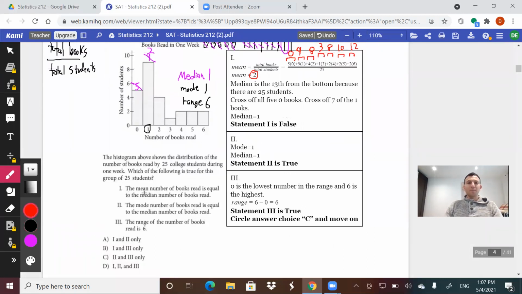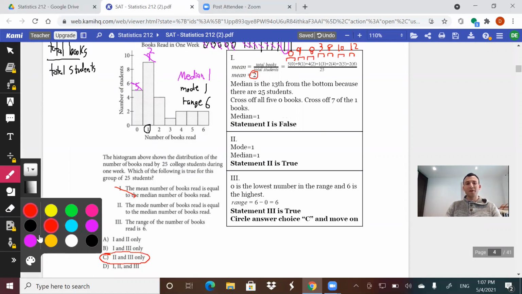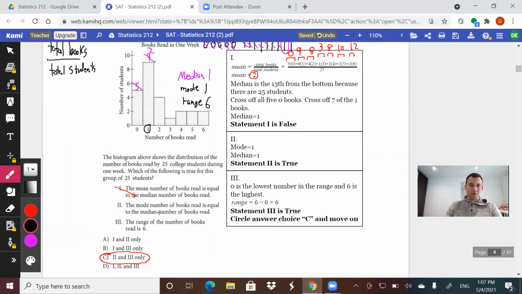Okay, so the mean, the average number of books read is equal to the median number of books read. Well, we calculated the mean, we calculated the median, and that's not true. So anything with 1 goes. So actually, it has to be C. All you have to do is figure out 1, and you know it's going to be C, because all the other ones include 1. But just to be safe, the mode number of books read is equal to the median. Well, yes, they're both 1. The range of the number of books is 6. Well, that is true as well. So it is 2 and 3.